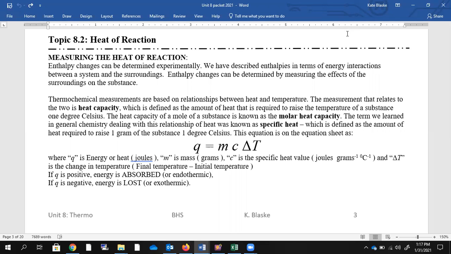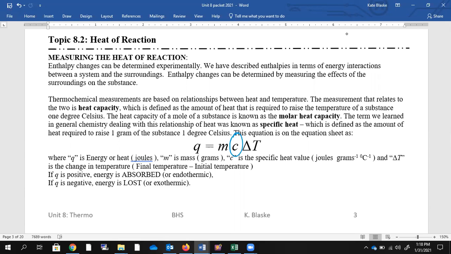In order to figure out our enthalpies that we talked about last time, that delta H, we can do this experimentally. And so one of the ways we can do this experimentally is by using the idea of specific heat or heat capacity. So we have this measurement that we abbreviate with the variable C, which is known as the specific heat of a substance. And so the specific heat of different materials is different.